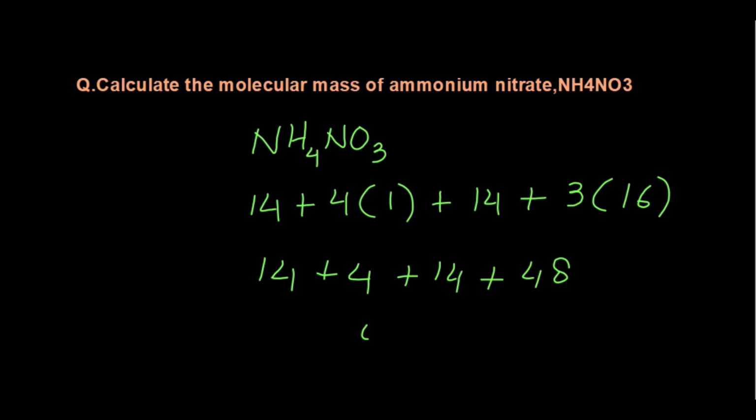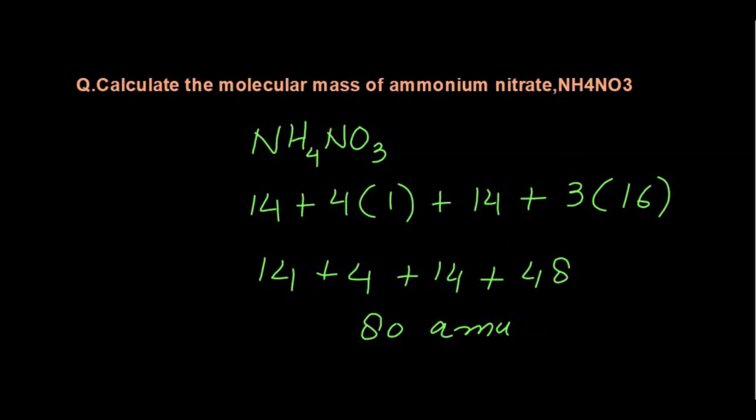After adding all the quantities, we get the answer, that is 80 atomic mass unit. So what is the molecular mass of ammonium nitrate? It is 80 atomic mass unit. I hope these questions are clear.